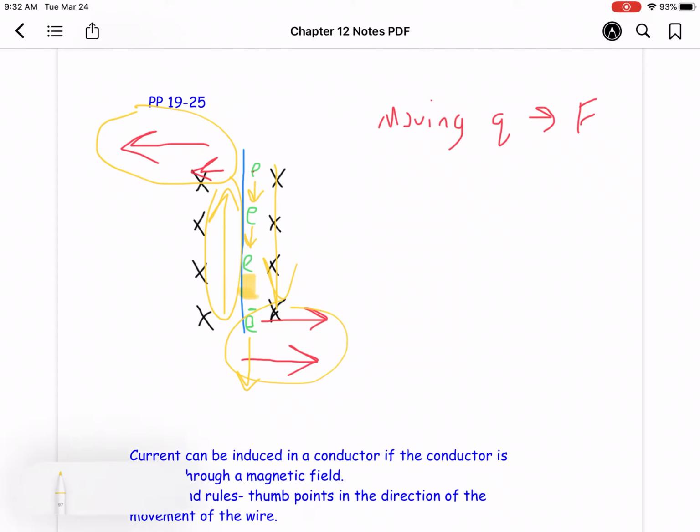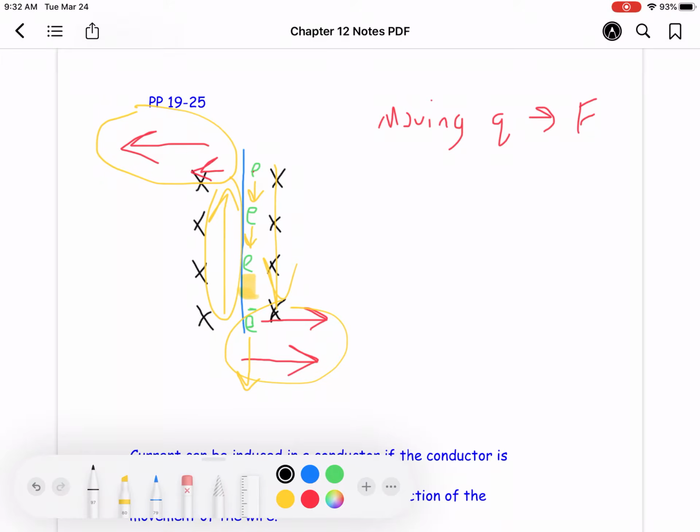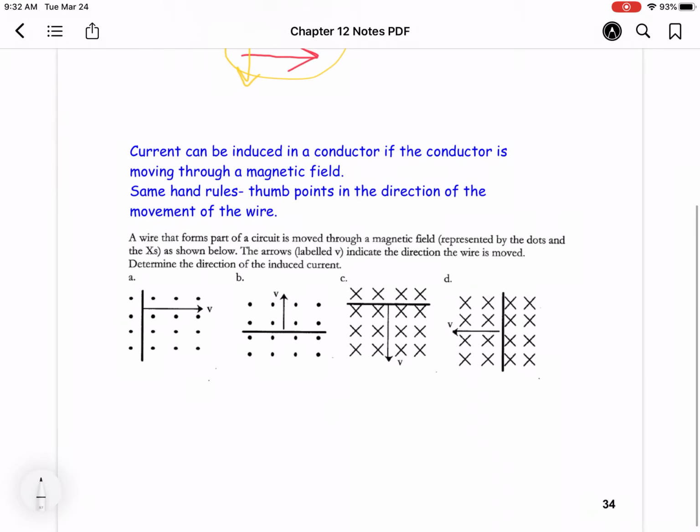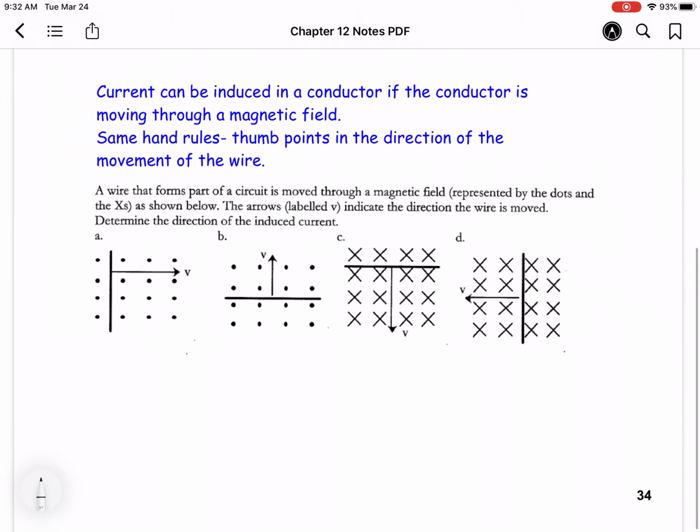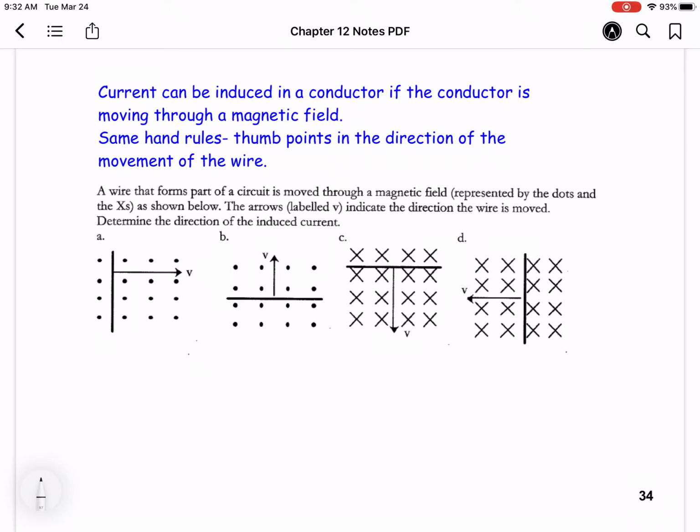Now, this is interesting. If I move the wire, I'm creating moving electrons. So I'm actually making electricity just by moving a wire through a magnetic field. That's awesome, right? Now your thumb is a little bit different. Your thumb is going to point in the direction of the movement of the wire, because that's the way the wire is moving.